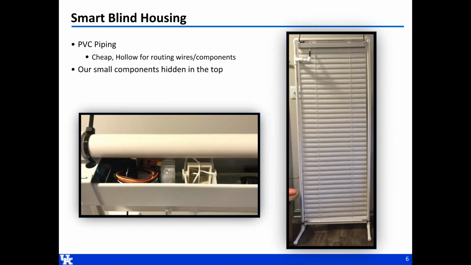This is the housing for our smart blind. For our housing, we utilize PVC piping as it is a very cheap and easy solution for a larger prototype that we had to make. It is very easy to work with and hollow, so we could run wire through it and conceal all of our components within it. Luckily, our components were small enough that they were able to easily fit inside the top of the set of blinds.